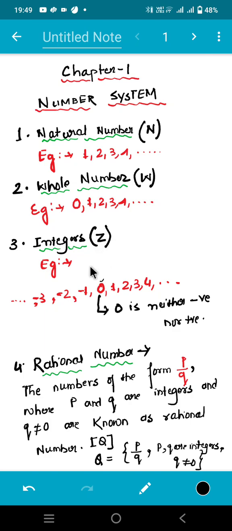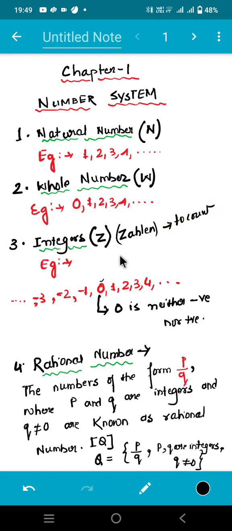Now why Z? Now this is a German word. Fine, Zahlen, meaning to count. Why integers? See, whole number is represented by W, natural number is represented by N. So why integers? Because it was invented by one very known German mathematician. That is the reason he gave this name as Zahlen. And the meaning of Zahlen is to count.